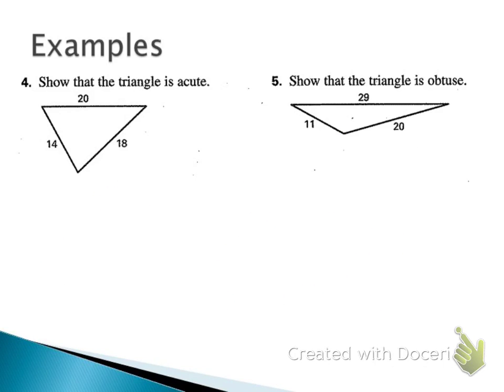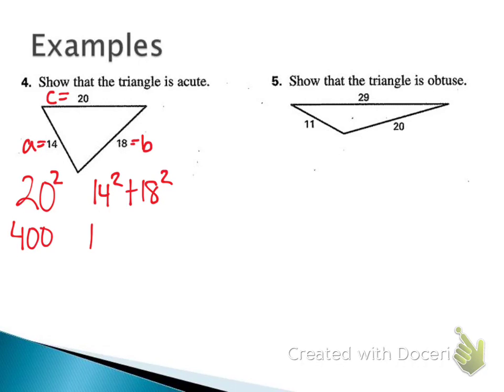All right, we're going to go through these pretty quick because we just did some just like them. On this one, C has to be 20, the longest side. And then we have our A and B. So C squared is 20, so I put 20 squared on one side. The other side I'm going to have 14 squared plus 18 squared. 20 squared is 400. 14 squared is 196. 18 squared is 324.